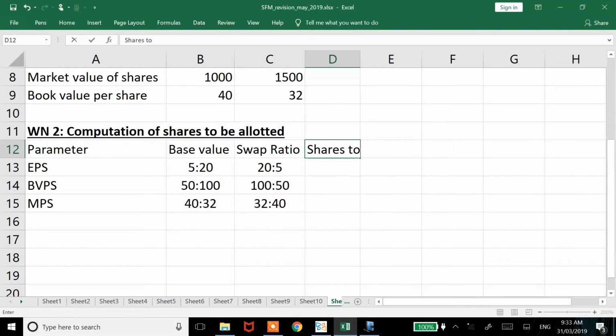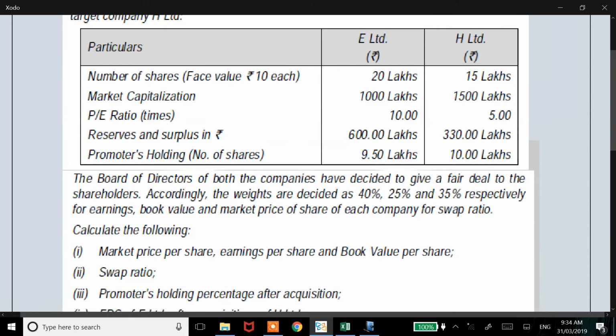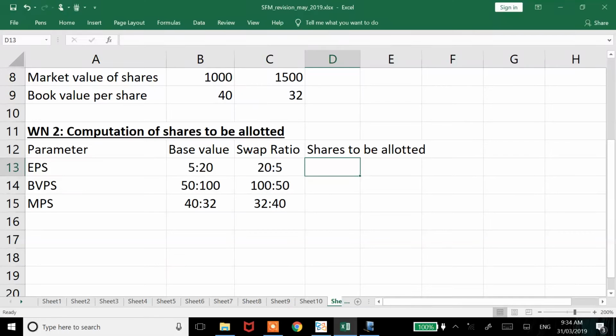Then I have something called shares to be allotted. What this means is, as far as EPS is concerned, you should allot 20 shares for every 5 shares. How many shares are there in the other company? 15 lakhs. So my allotment is going to be 15 into 20 by 5.